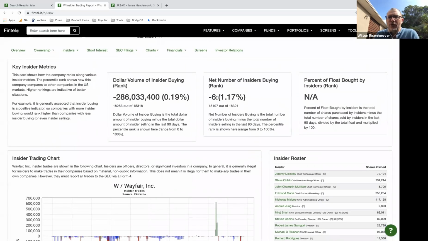So if you take the total number of insiders buying, this total number here, and you sort the entire market, then we give you a percentage rank here.